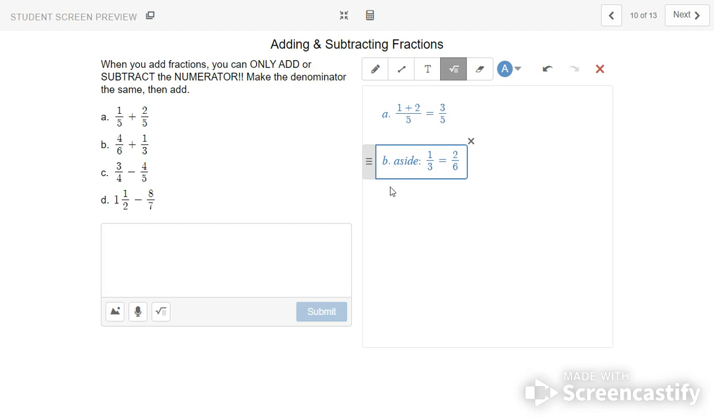Part B, this is the little aside. Let me rewrite the question now. I have denominator of 6, and my first numerator is 4. The second numerator is 2. As a whole, I have 6/6. And 6/6, if I simplify it, is equal to 1.